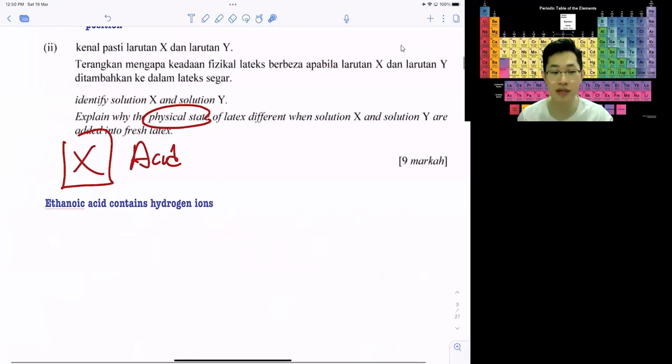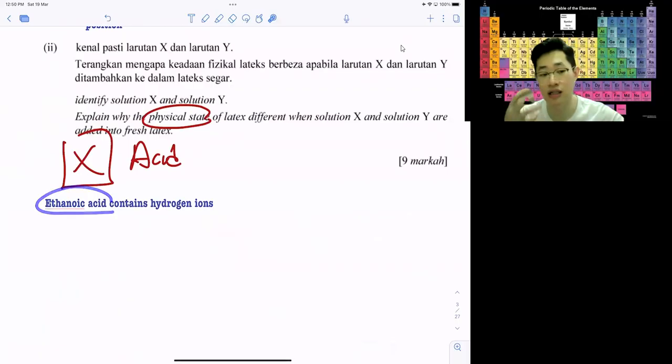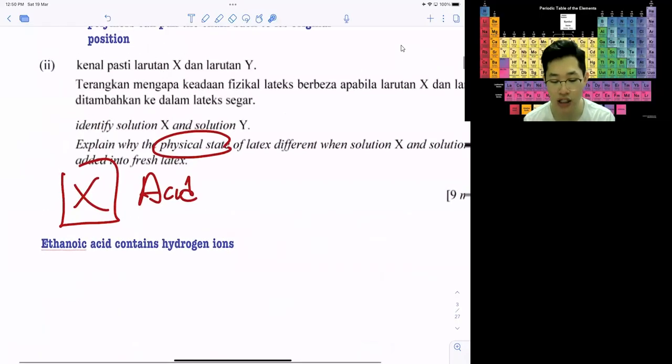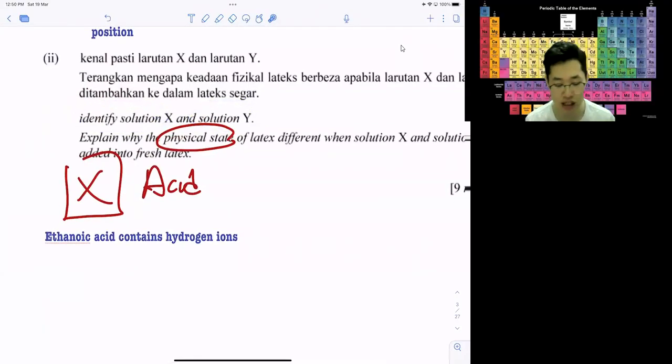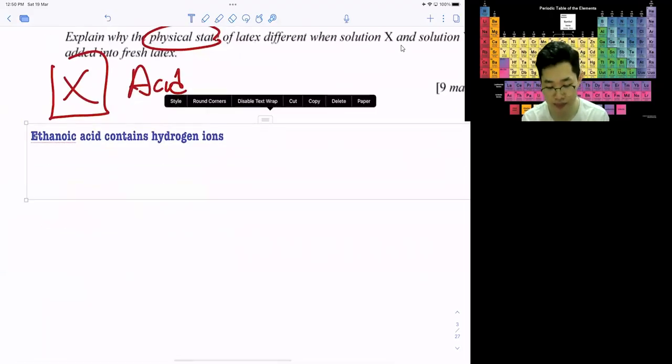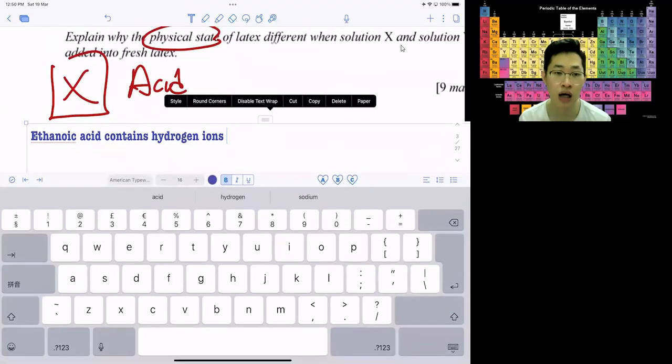Sometimes students ask me, when can I write the name of the substance? When do I write X? When the question asks you to identify solution X and Y, once you have named it, you can just use it in your explanation. It's very normal to do that, because if you say solution X contains hydrogen ions, it sounds very weird. So, ethanoic acid contains hydrogen ions.